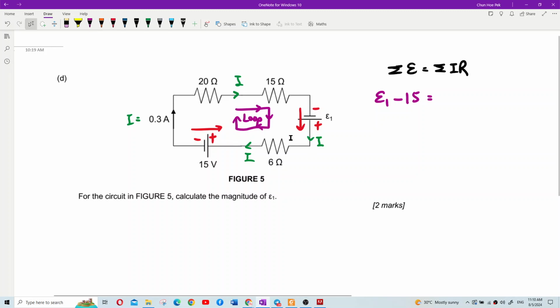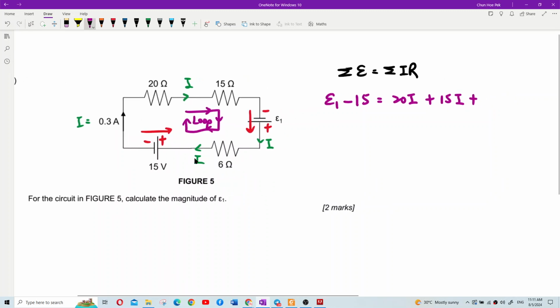Okay, and then now no more battery. Now look at the resistor. We have 1, 2, 3, 3 resistor. For resistor, look at current. The current same direction with the loop. So all current same direction, so positive. 20I positive, plus 15I also positive, and then plus the 6I also positive. All the current same direction with the loop. So positive lah.